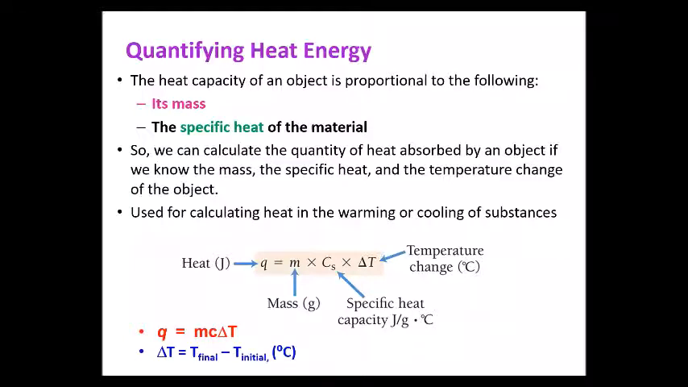This is Q equals mcΔT. Hopefully this will be a review from last year. Mass times specific heat times temperature change. This is the shortened version. Don't forget that temperature change is always the final minus the initial. If you forget that, sometimes you'll get the wrong sign if you don't subtract the right way, and then your heat will be going the wrong direction. So just pay attention to that. The final minus the initial is how we do delta T.